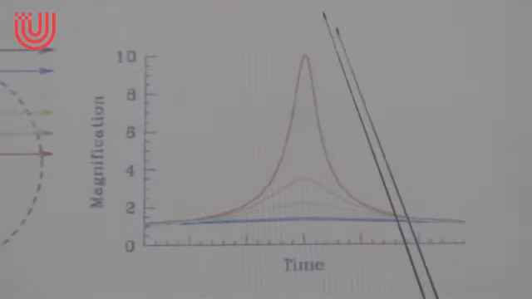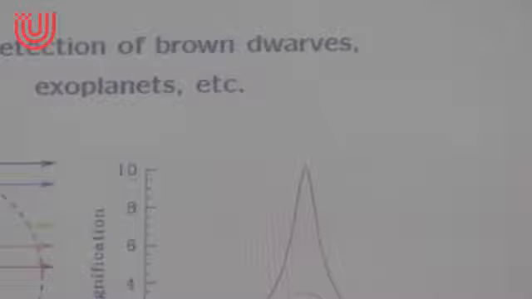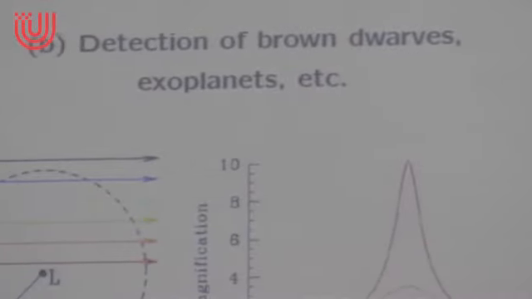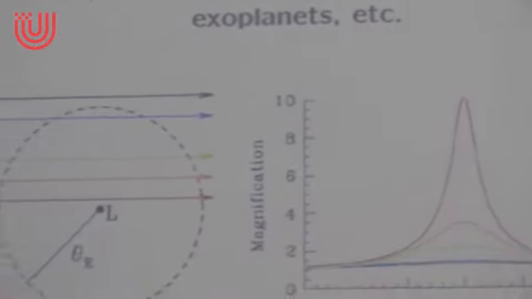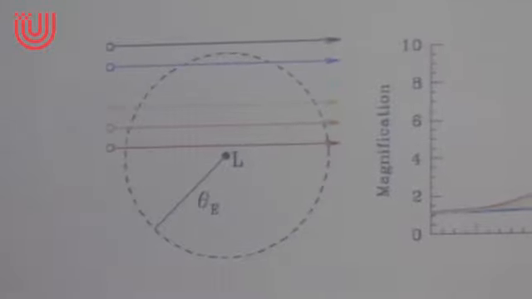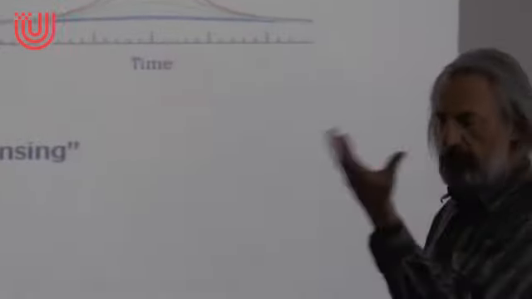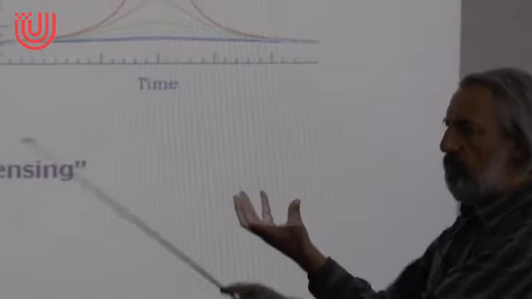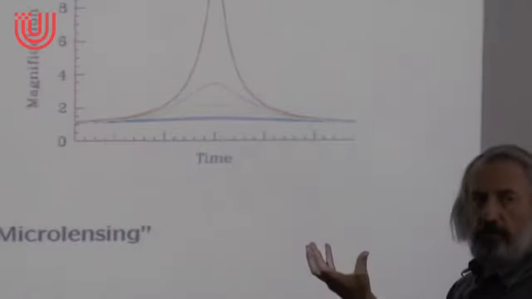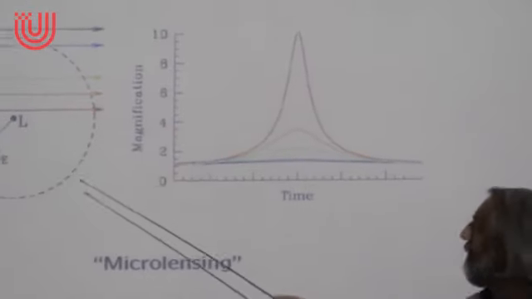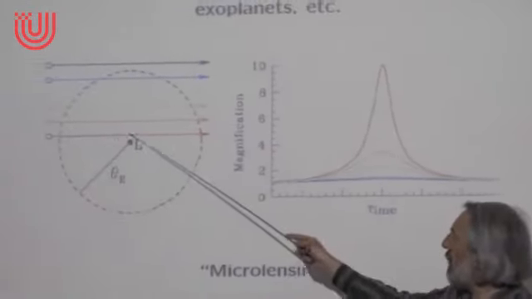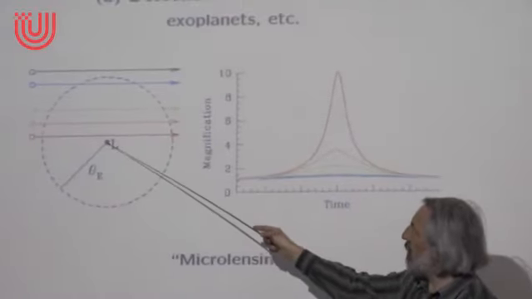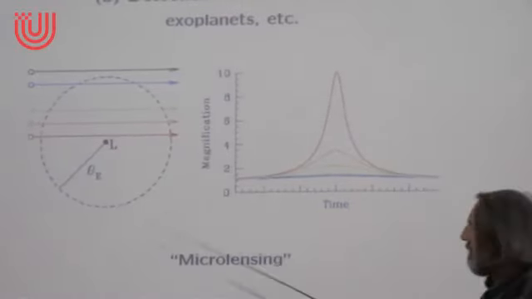So this can be used, for instance, in order to detect brown dwarfs in the halo of our galaxy. So let's assume there's a brown dwarf. That's a dark star, a star which is not bright enough so that it can really be seen in terms of light which is emitted by it. And now let's assume that a star moves behind this dark object.